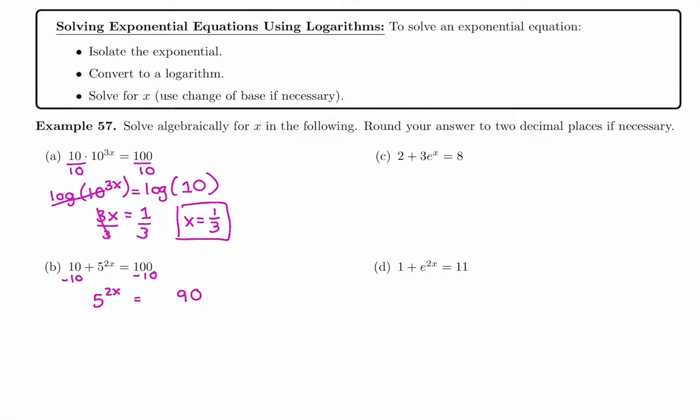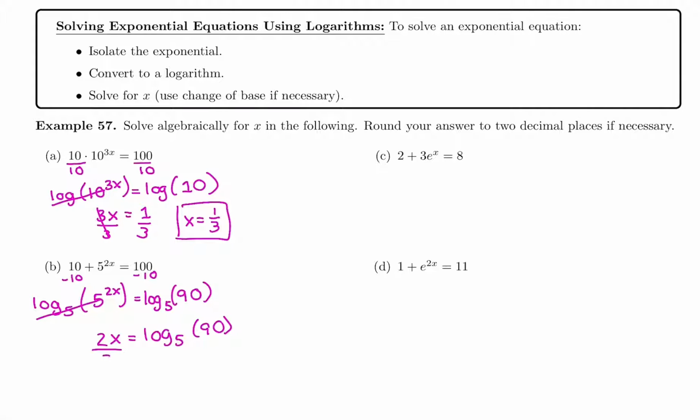Now that I have the exponent on one side by itself, I can take log base 5 to bring that power down. So taking log base 5 of both sides, on the left, log base 5 and 5 will cancel, and we'll be left with 2x equals log base 5 of 90. My last step is to just divide by 2. So here's my exact answer: log base 5 of 90 divided by 2.